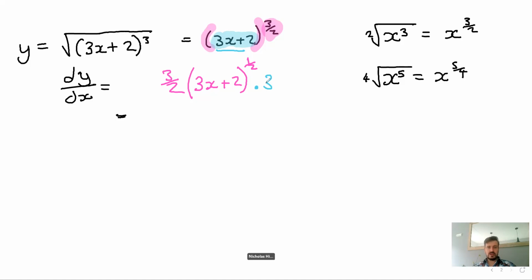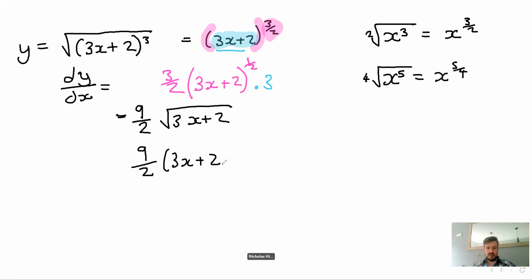3 times this 3 at the back will give you 9. So it'll actually be 9 over 2 times 3x plus 2 to the half, which I can write as the square root of 3x plus 2. Okay, you will still get marks if you write it like this, though.